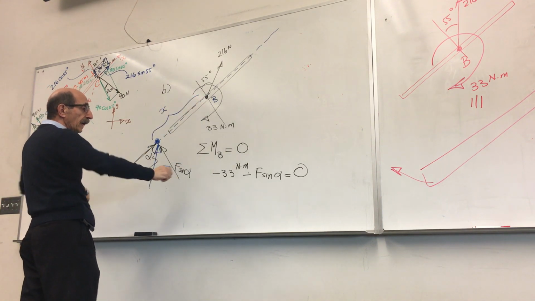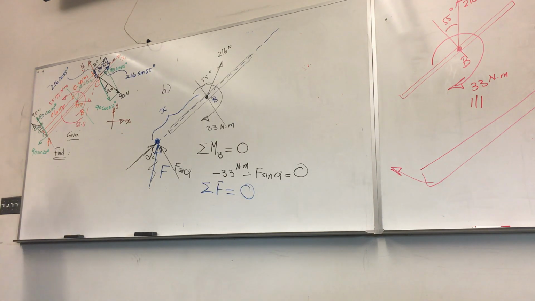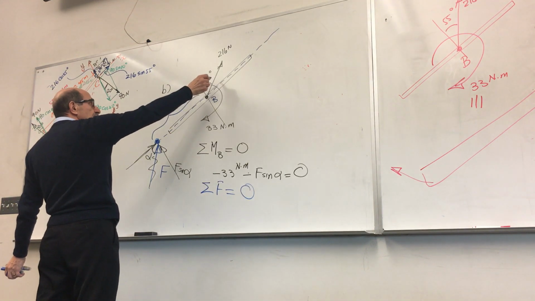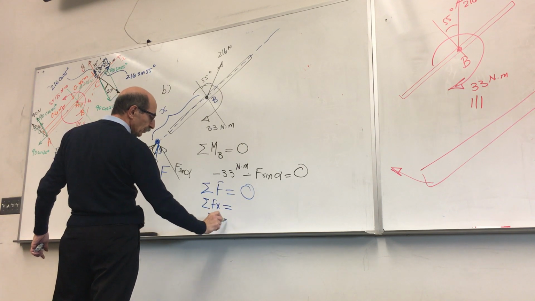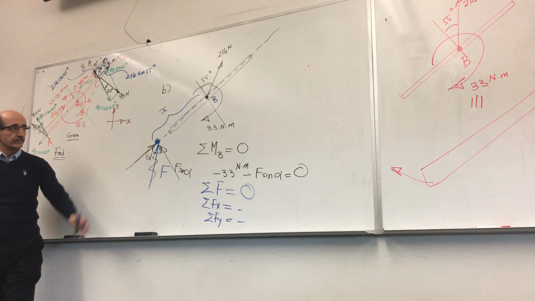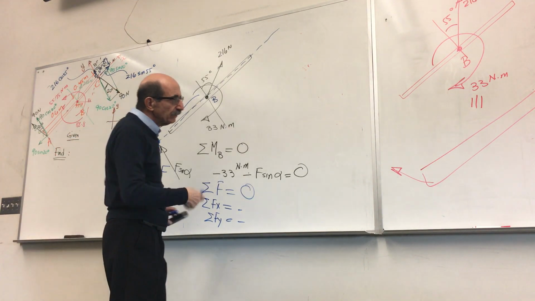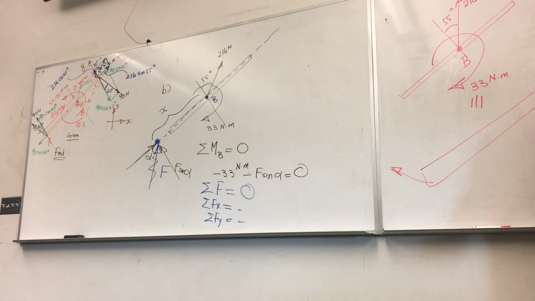So I consider point B. And also the summation of forces should be zero, okay? So if I take the summation of forces along x, and the summation of forces along y, and equate them to be the same, I have two unknowns and two equations, so I can find that force. In this particular case, of course, it's probably easier if I use vector algebra. Okay. So that's basically what I have.